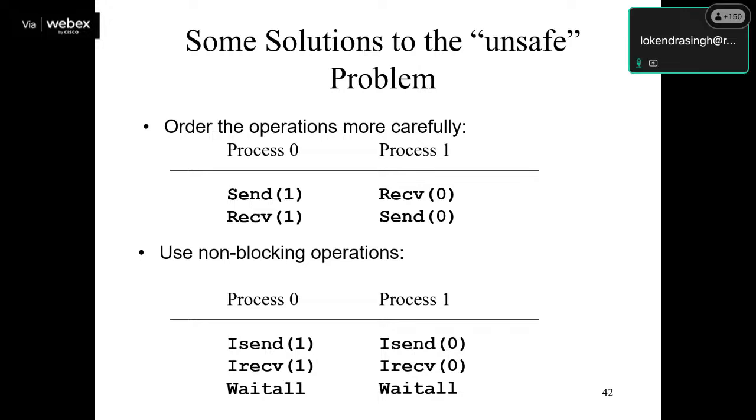So there are some solutions for unsafe problems. The main thing is you can use non-blocking operations. Non-blocking operations means that you start with isend, ireceive, like that. Or blocking is the simple one: send 1, send receive 0 1 0 1.